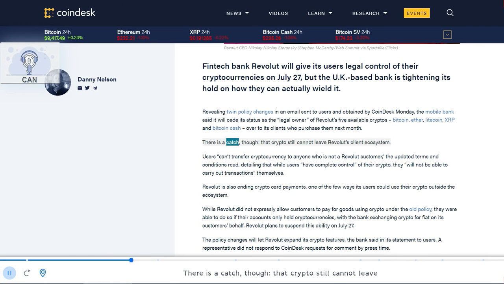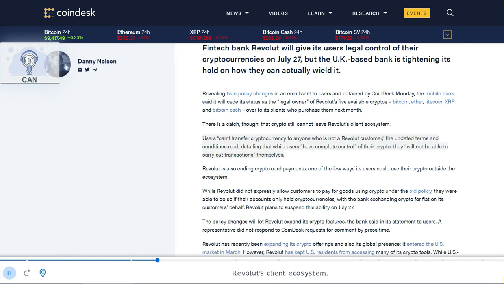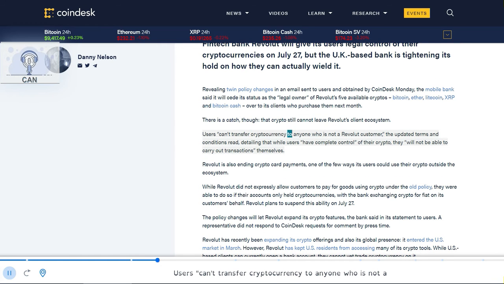There is a catch, though: that crypto still cannot leave Revolut's client ecosystem. "Users can't transfer cryptocurrency to anyone who is not a Revolut customer," the updated terms and conditions read, detailing that while users have complete control of their crypto, they will not be able to carry out transactions themselves.